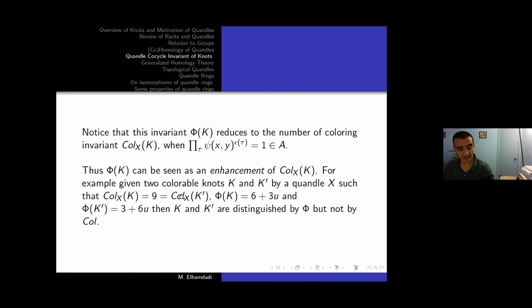But if I use the enhanced quandle cocycle invariant, now here I write Phi of K equals 6 plus 3u. Pick, say, my A is the group Z2 generated by u such that u squared equals 1. Then the quandle cocycle invariant will have the shape of a plus bu. If for K I have 6 plus 3u and for K prime I have 3 plus 6u, then I am able to distinguish them. Keep in mind that the total number of colorings is 9, 6 and 3. 6 plus 3 is 9, 3 plus 6 is 9. But this partition allows you to distinguish them.